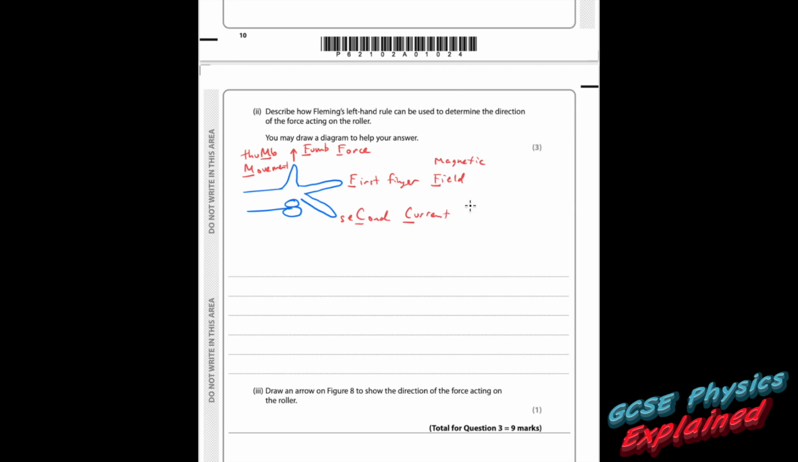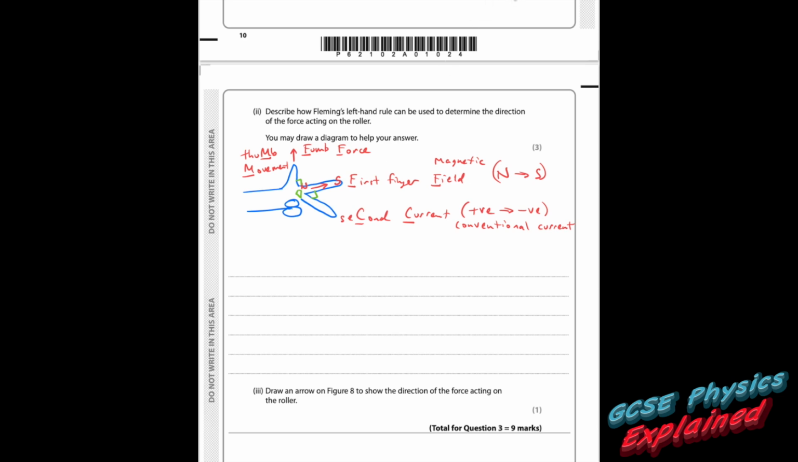Now remember, the current goes from positive to negative. Alright, it's conventional current, not actual electron flow. And remember, your magnetic field always goes from the north to the south. So, as I say to my students, knuckles are north, fingertips are south. And they're all at 90 degrees to each other.